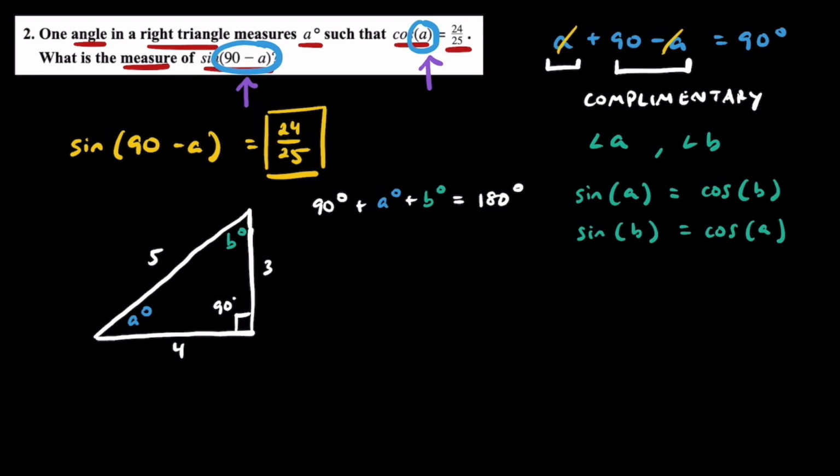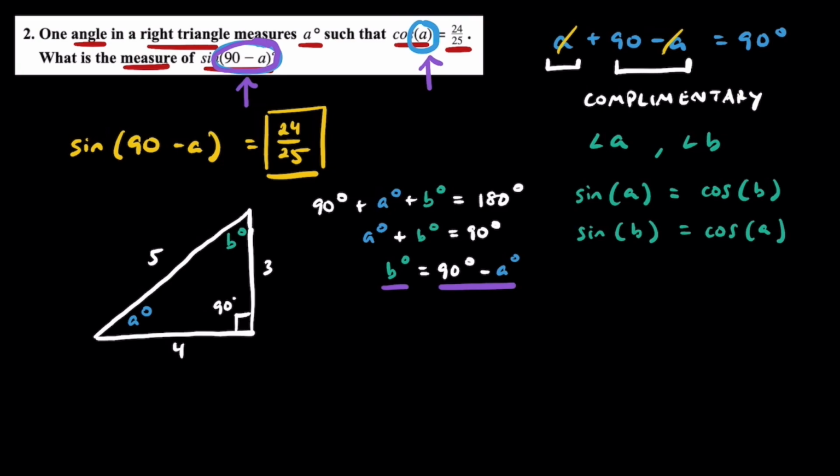Subtracting 90 degrees from both sides, we could write the equation A degrees plus B degrees is equal to 90 degrees. And subtracting A degrees from both sides, we can say B degrees is equal to 90 degrees minus A degrees. So the connection I want to make here is that B degrees, which is the angle inside the triangle, is equivalent to this 90 minus A, which is the same thing as the other angle. It's the complement of angle A.